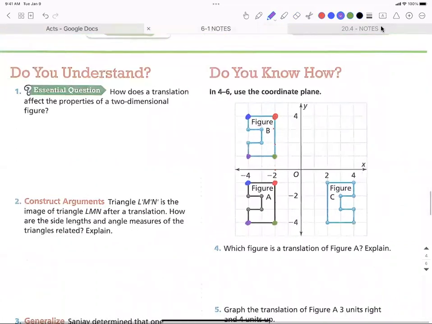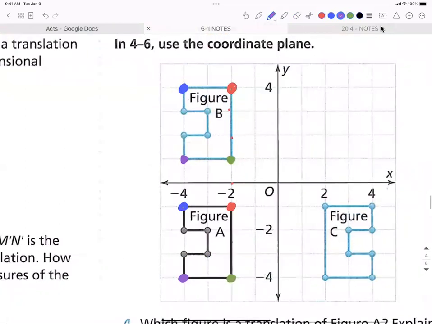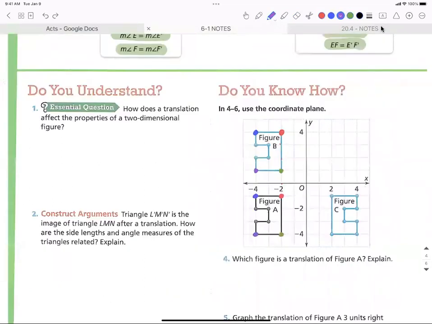Okay. And most everybody today has said it slid up 2. And that just means that the top of this one touched the bottom of this one, but that's not how you count translations. Okay. All right.